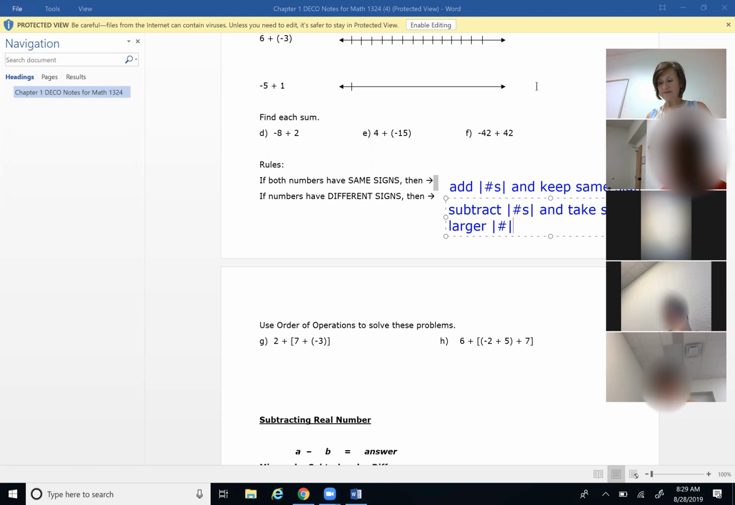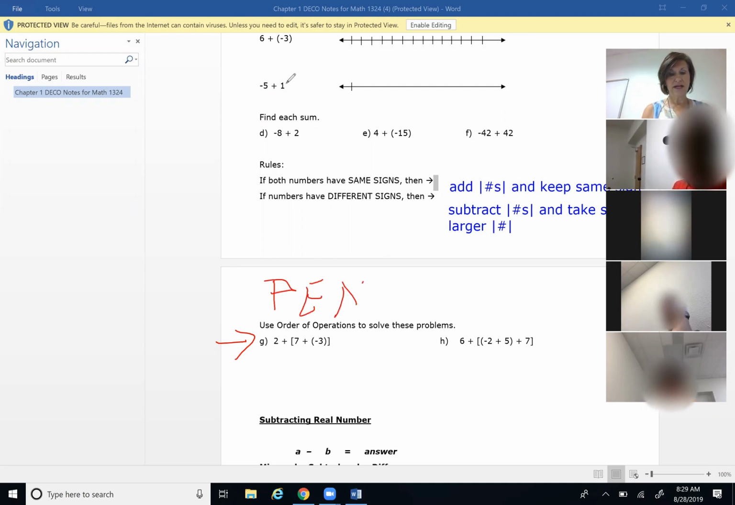And the first one is this one on G, which is 2 plus 7 plus a negative 3. So tell me, using order, first of all, do you remember what's the little thing you remember for order of operations? PEMDAS. Please excuse my dear Aunt Sally.